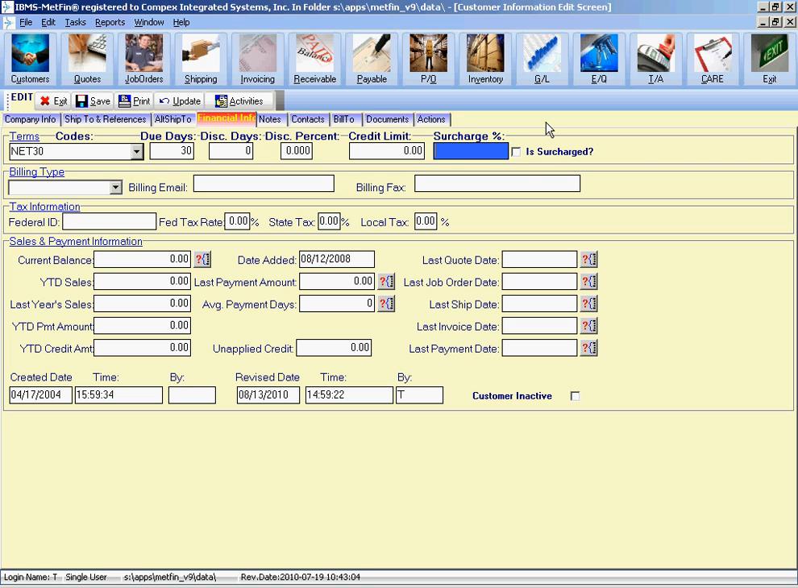Surcharge means if you want to charge them an additional percentage for each invoice that you generate for them. That's a surcharge percent. So let's say a 5% surcharge for this customer only. Then every time you do work for them, there's an add-on 5% surcharge on the work. This checkbox has to be checked in order for that surcharge to kick in. If you don't check this, the system won't apply the surcharge, even though you put a percentage in there. The surcharge is for every job.